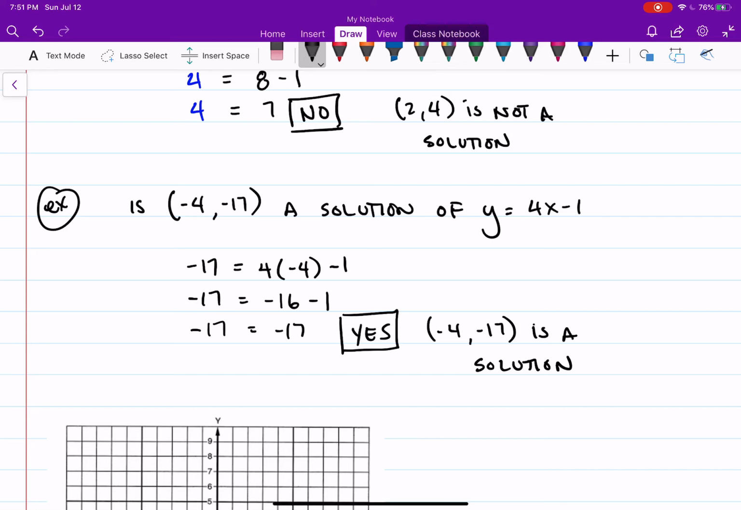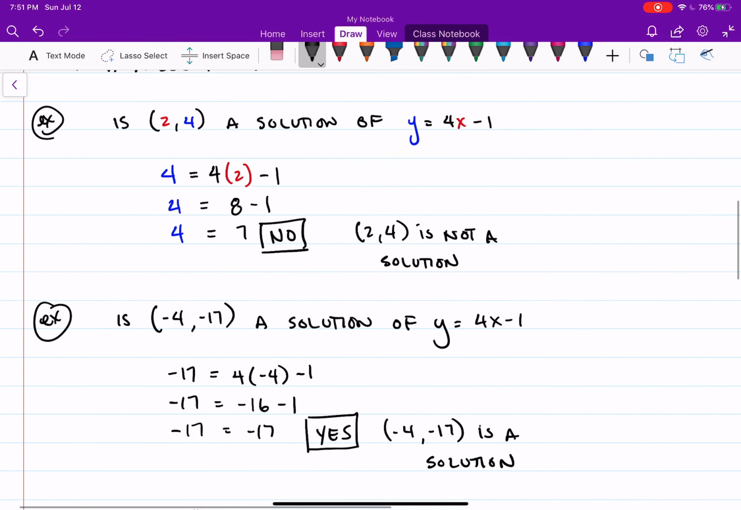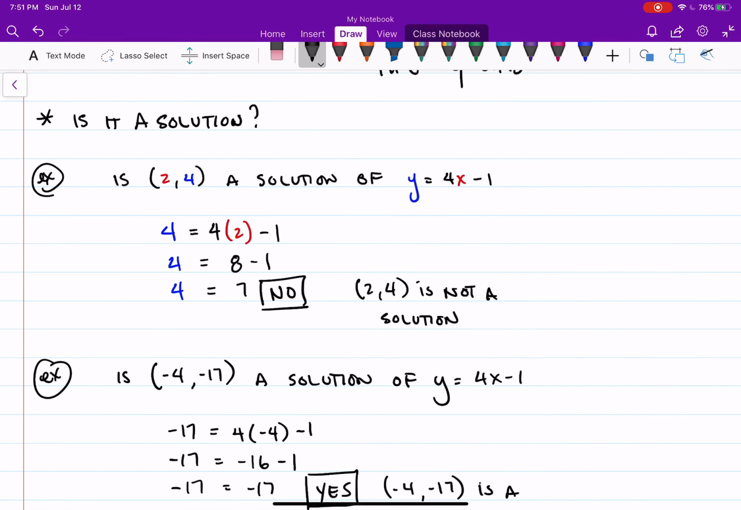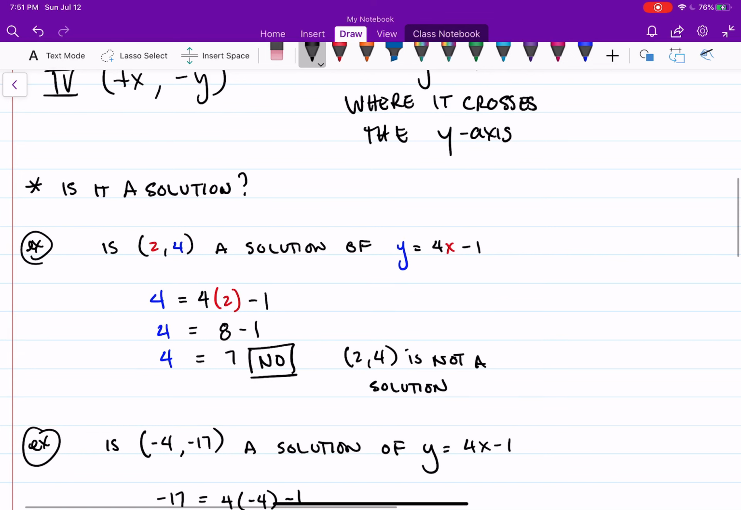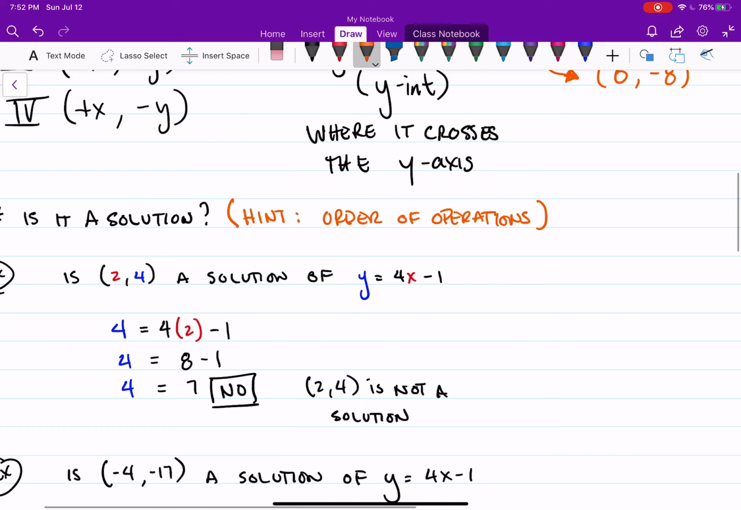Okay? What else could happen? Well, before I continue on, if you notice, what kind of concepts are important in here? Yes, you have to plug in the x for the x, the y for the y. That is important. But better yet, what's even more important conceptually speaking is the order of operations. Okay? And what is the order of operations?